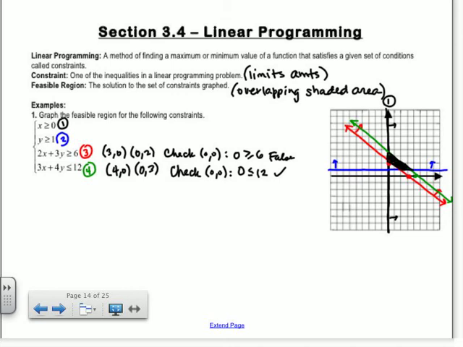Okay, that's what we call the feasible region. So the constraints are the inequalities, and then the feasible region was the final shaded area.